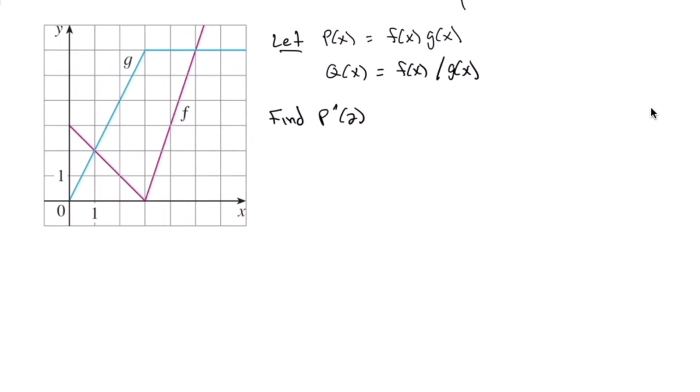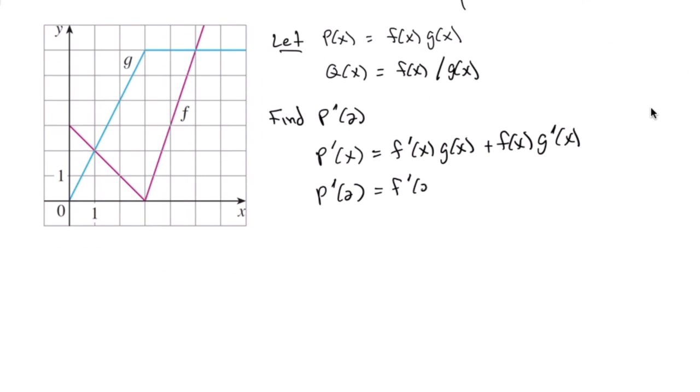So let's do a couple pieces here. Let's say we want to find p prime at 2. Since p of x is defined as a product, then p prime of x is going to be the product rule. So let's say we do derivative of the first times the second plus the first times derivative of the second. Now we're evaluating p prime at 2, so I'm going to be plugging 2 into each of my functions and their respective derivatives.